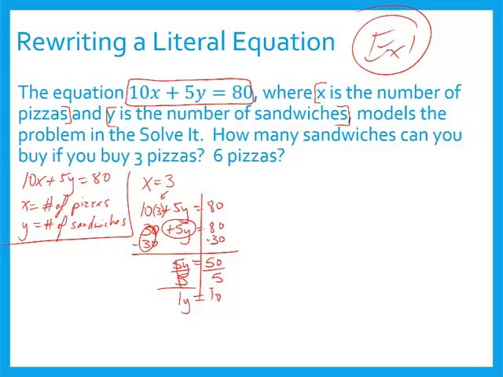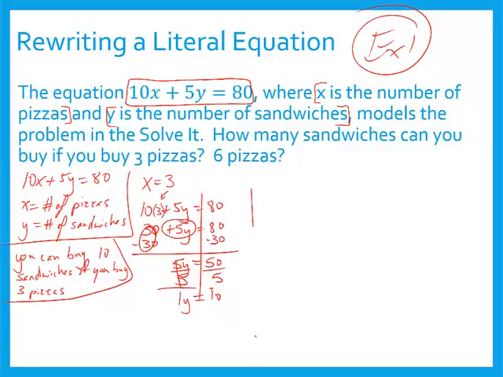So after you have 1y equals 10, we know how many sandwiches you can buy. Now that we know that, we can write our actual answer, which needs to be in a sentence because this is a word problem. So you would write, you can buy 10 sandwiches if you buy 3 pizzas. There we go. There's the answer to the first part.